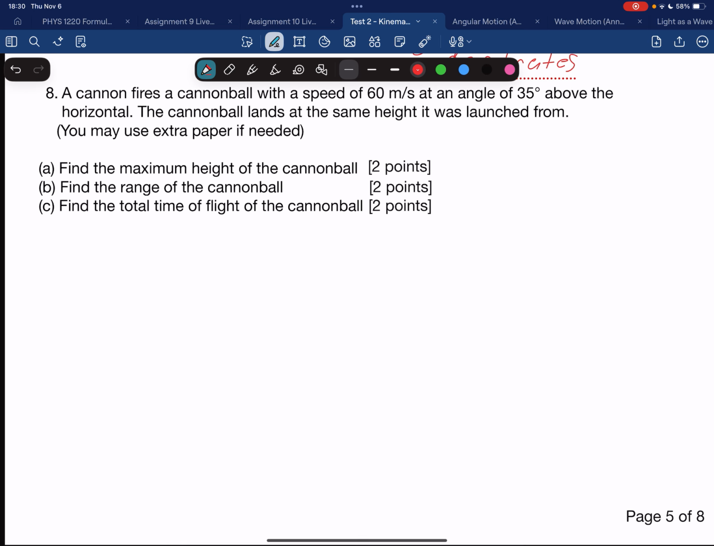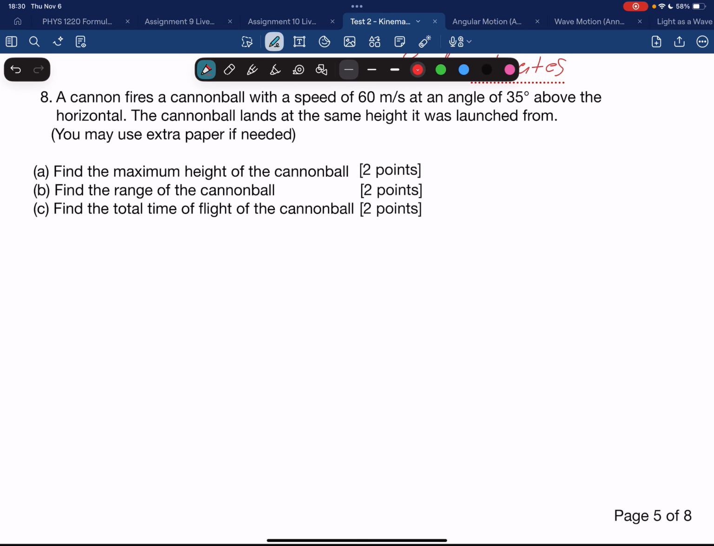Question 8. A cannon fires a cannonball with a speed of 60 meters per second. So I'll say Vi equals 60 meters per second at an angle of 35 degrees above the horizontal. Above the horizontal, that's what AH is going to mean. The cannonball lands at the same height it was launched from. You may use extra paper if needed. That's just in case you wanted the extra space.